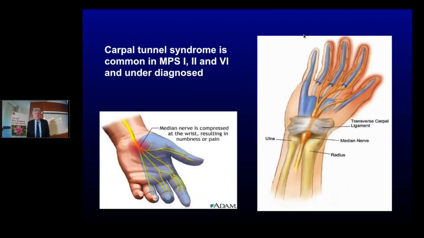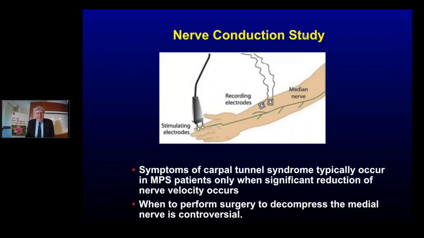Carpal tunnel syndrome in MPS 1, 2, and 7 occurs and is typically underdiagnosed. One of the reasons it's underdiagnosed is that the symptoms in the MPS only occur when you have significant reduction of nerve velocity. So only when you have profound involvement do they have symptoms. In contrast to adults with carpal tunnel, where very early on you'll have symptoms. So it's very challenging. One has to almost do nerve conduction studies prophylactically to figure out who has it before they actually ever complain.